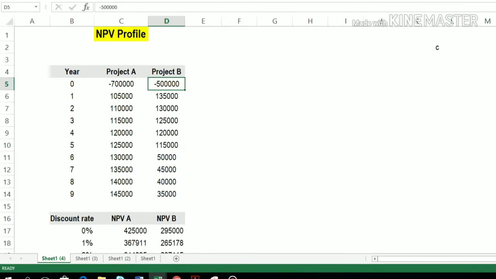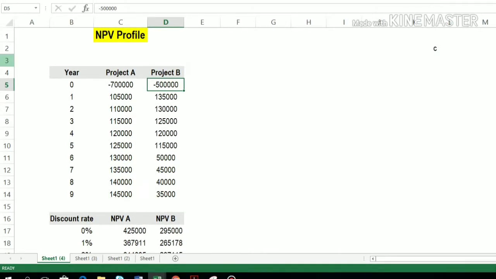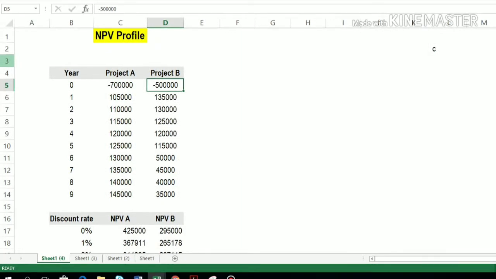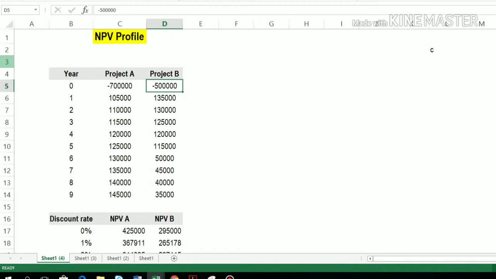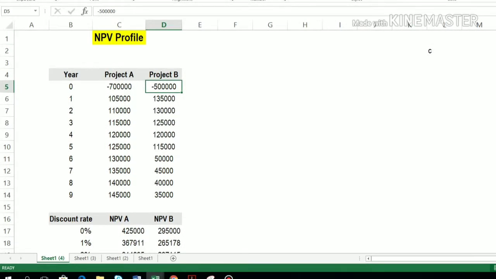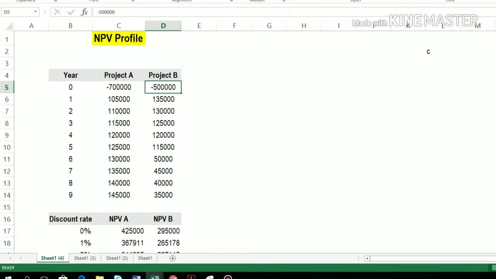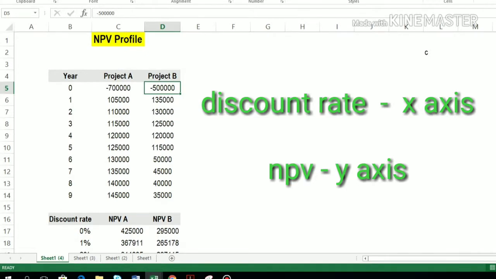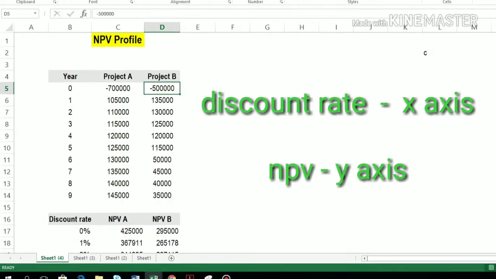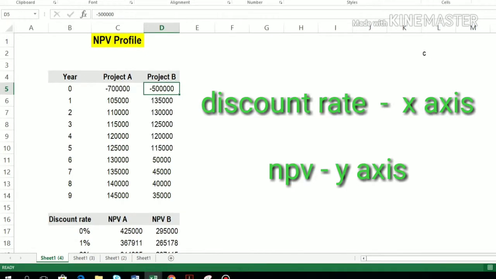Hello friends, so in this video we'll create an NPV profile. So what is an NPV profile? It's basically net present value calculated at various discount rates and then plotted on a graph. The discount rate is used on the x-axis, and on the y-axis the NPV is plotted. So a downward sloping line is generated by using this.